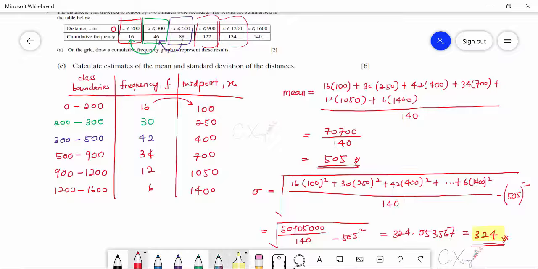All right, so this is how we calculate the mean and also the standard deviation from a cumulative frequency table. This table helps you to visualize the detailed steps that I do. First I find out the class boundary and calculate the frequency, followed by the midpoint. Only then do I input all the values into the formula. So here we end the discussion for this paper.